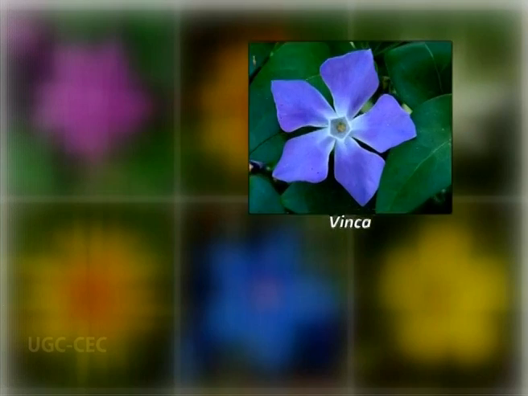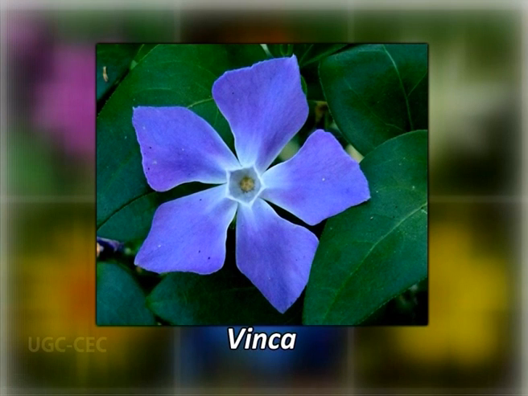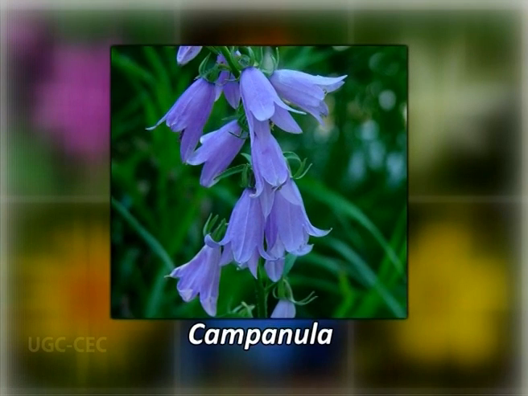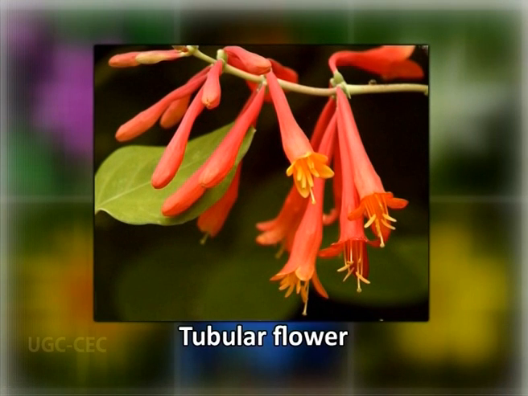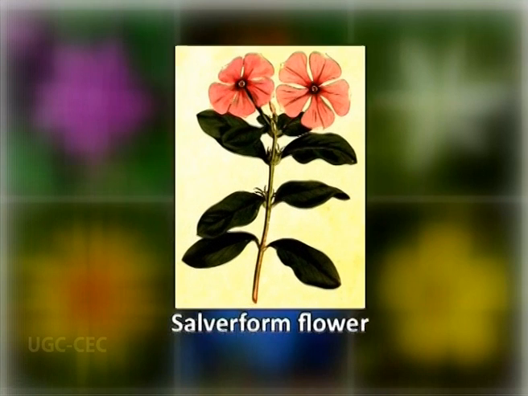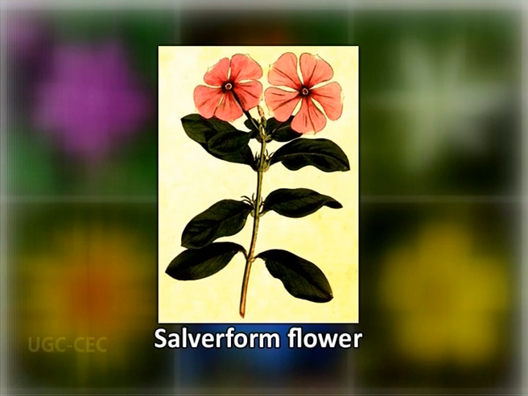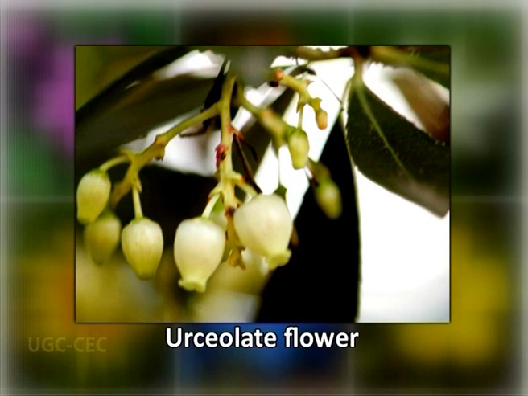The actinomorphic corolla type flowers can be rotate, that is wheel shaped as in Vinca major, or campanulate, bell shaped as in Campanula, or funneliform, or funnel shaped as in Datura and Petunia. They may be tubular, an elongated tube with minimal limbs, or they may be salverform, an elongated tube with a conspicuous limb, or they may be urceolate, an inflated tube with a terminal constriction, or urn shaped.